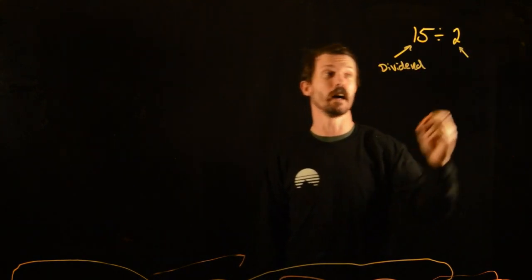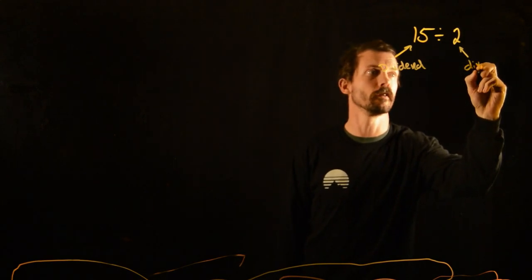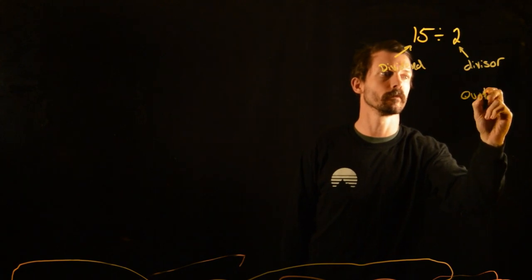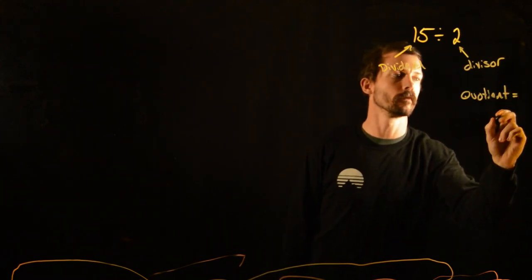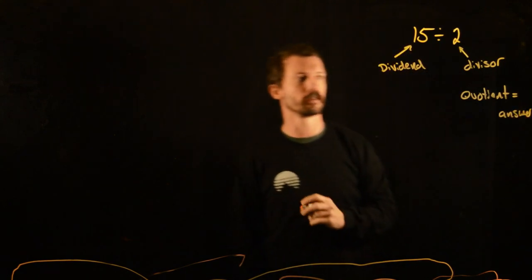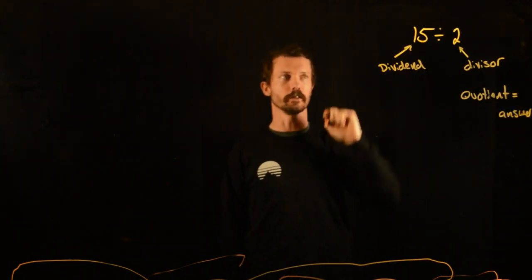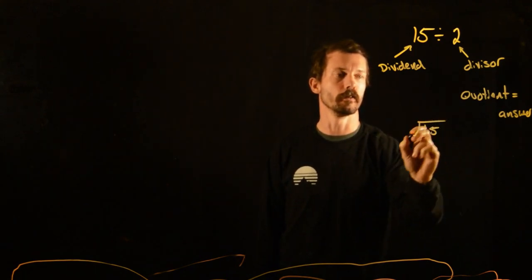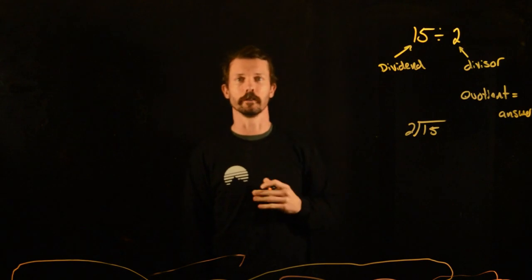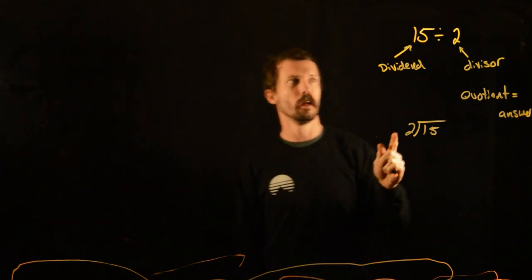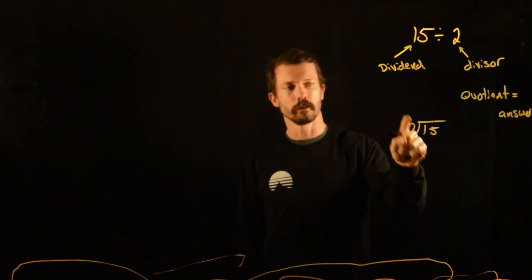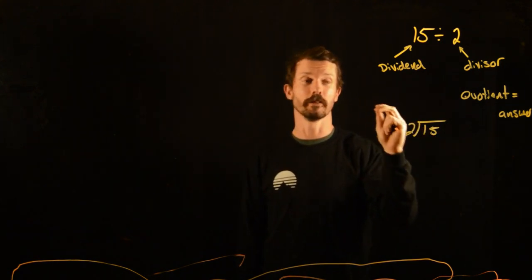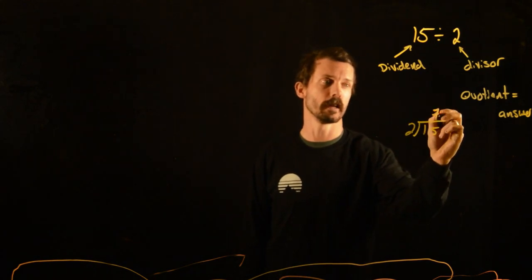If I'm talking about the divisor, I'm talking about this value. And the quotient is basically your answer. So if I was doing this out, you would do 15 divided by 2, old school long division. You would take the divisor and see how many times it goes into the dividend evenly. So I know it goes in 7 times evenly.